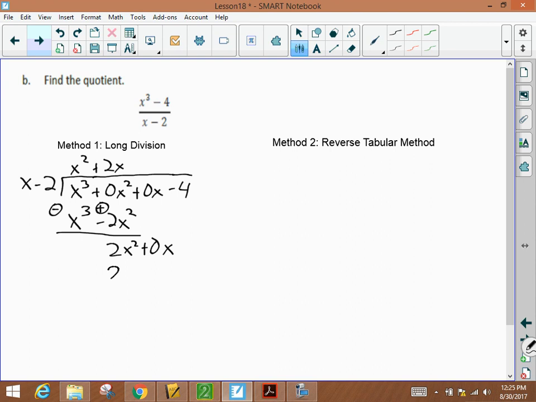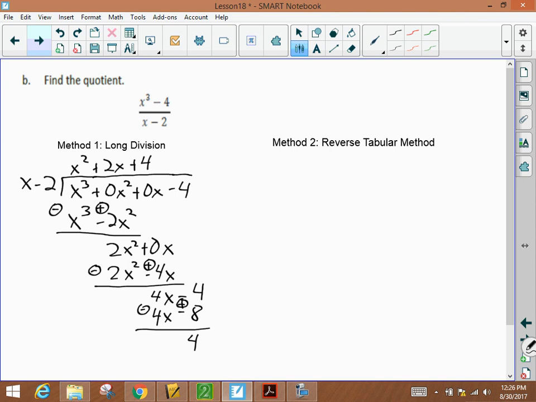Multiply that back out. Change the signs and add, and I get a 4x here. And then I drop down my negative 4. And then this must be 4. So 4x minus 8. And then I change the sign and add, and I get a remainder of 4.